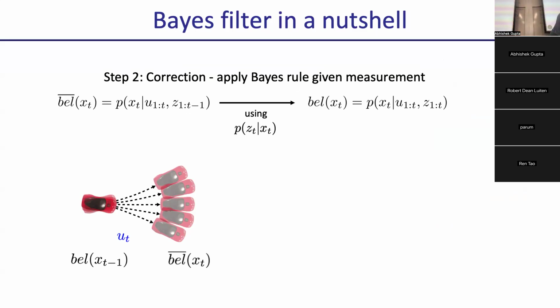The main difference between belief bar and belief is that one is going from 1 to t minus 1, and the other is going from 1 to t. Yes? Okay.